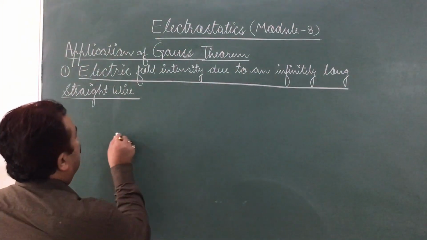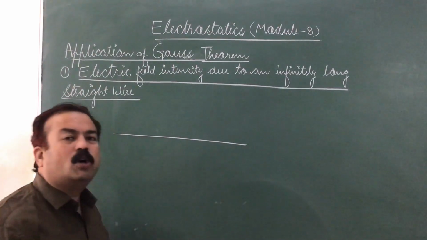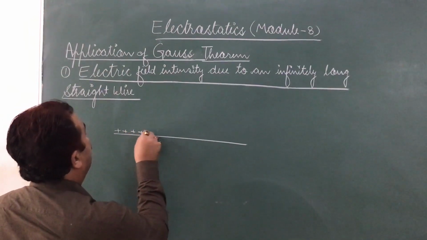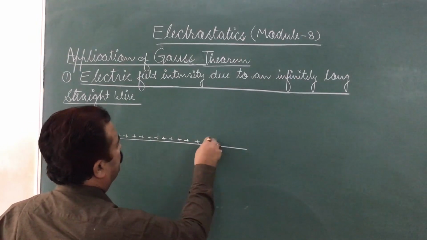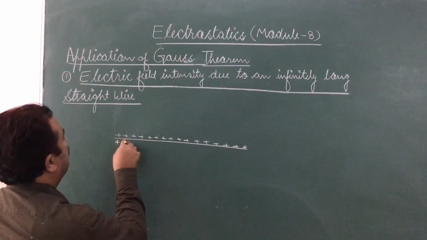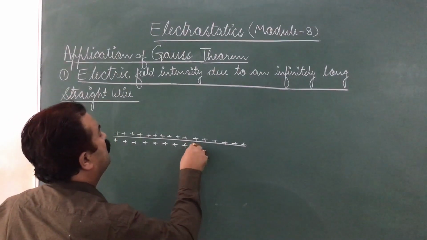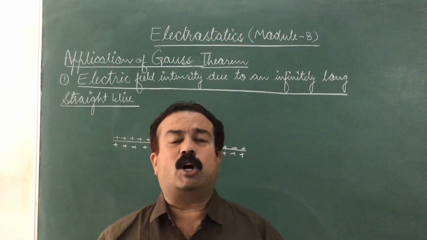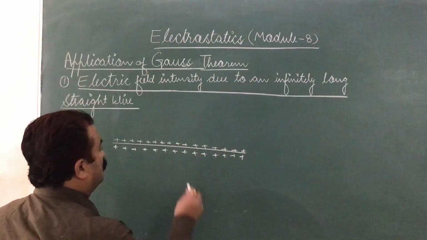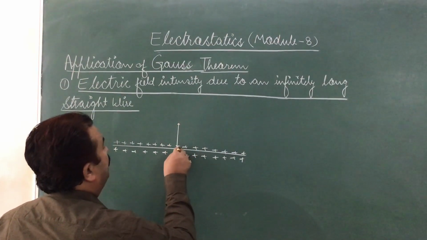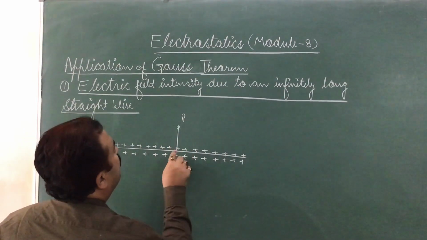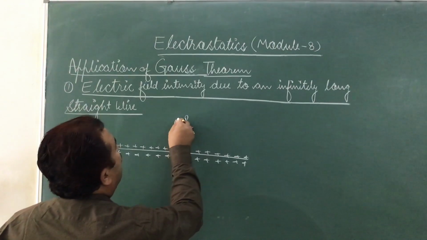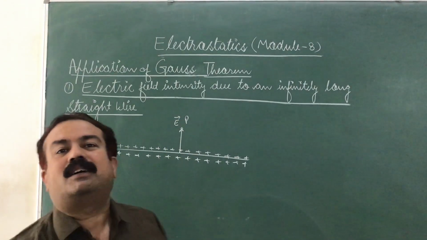Let's say this is our infinitely long straight wire, and the charge is present on its surface. I already told you that charge is present on its surface only, not on the area of cross section. So, if we want to find the electric field at this point P, then you all know that if the charge is present, then this is the direction of electric field intensity, beta.